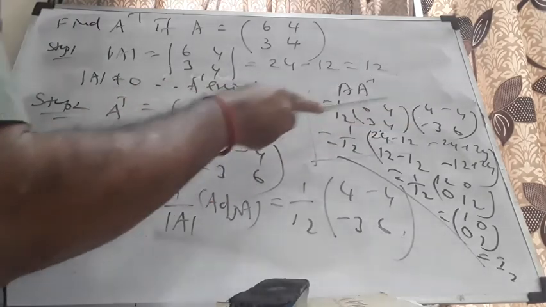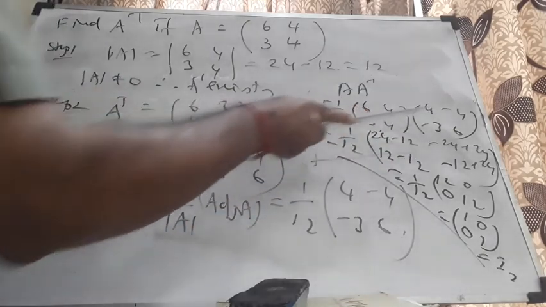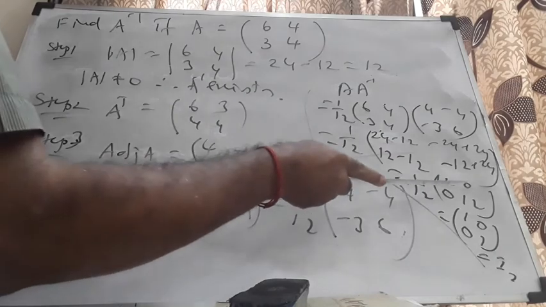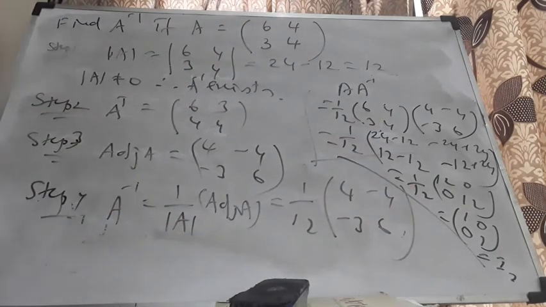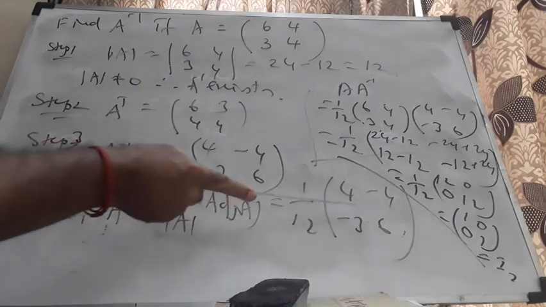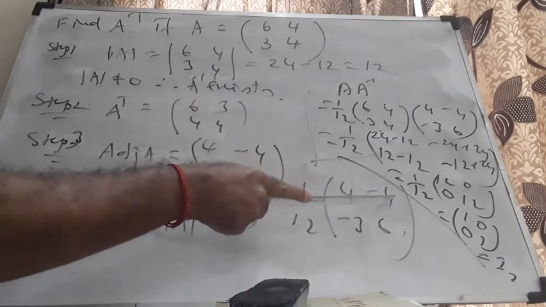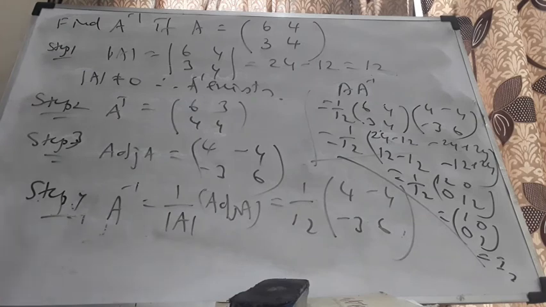6 4 3 4 times the adjoint gives 24 minus 12, then of course minus 24 plus 24, 12 minus 12, minus 12 plus 24. With 1 by 12, this is 12 0 0 12, which is I2. But there is an easy way to check the answer, only for 2 by 2 matrices. I'll explain. Interchange the main diagonal entries 4 and 6. Change the sign for the second diagonal, minus 4 minus 3. Divide by the determinant. This is an easy way to check. It will be easier for you in your competitive examinations.